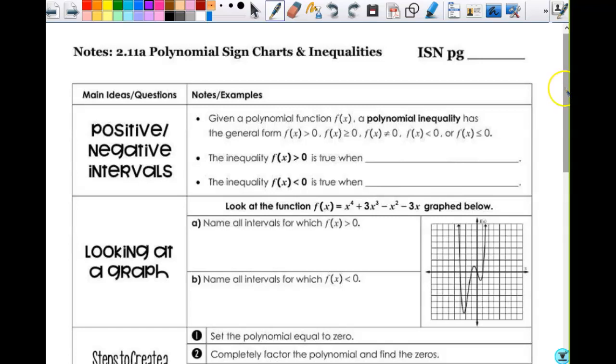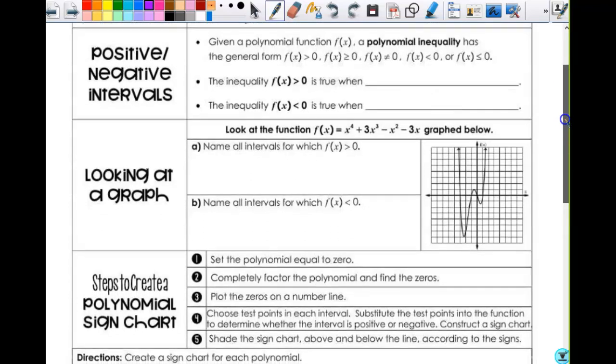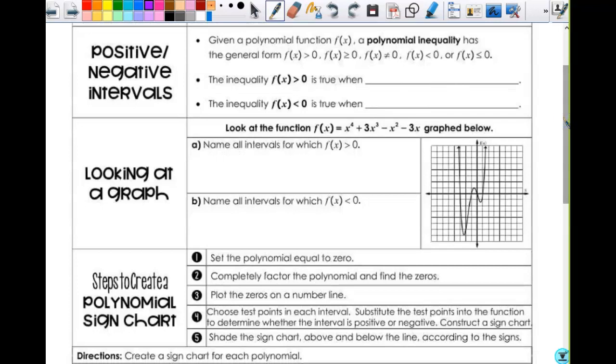All right, so let's talk about what they look like and what's happening here. First we're going to talk about positive and negative intervals. So we're still talking polynomials. If I have a polynomial function f of x, then we're used to saying f of x equals whatever, but we can also have a polynomial inequality. It has the general form of f of x is greater than 0, greater than or equal to, not equal to, less than or equal to. Pretty much anything that's not an equality makes it an inequality.